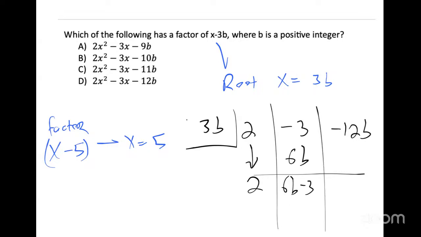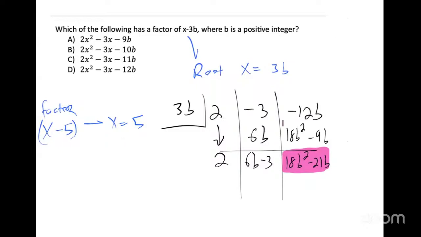Now multiply that by 3b, and we would get 18b squared minus 9b. We just took this thing and multiplied it by this thing, and we got that. Now we're going to add straight down from here. We have 18b squared minus 21b. And if this is a factor, then this piece right here will be equal to 0. So is it equal to 0?